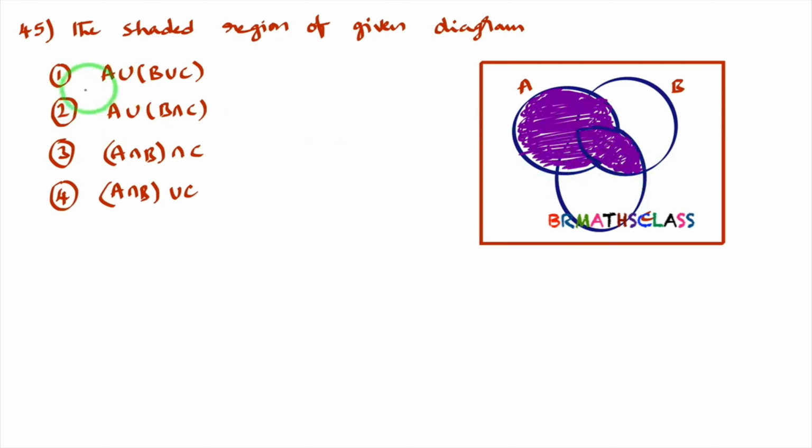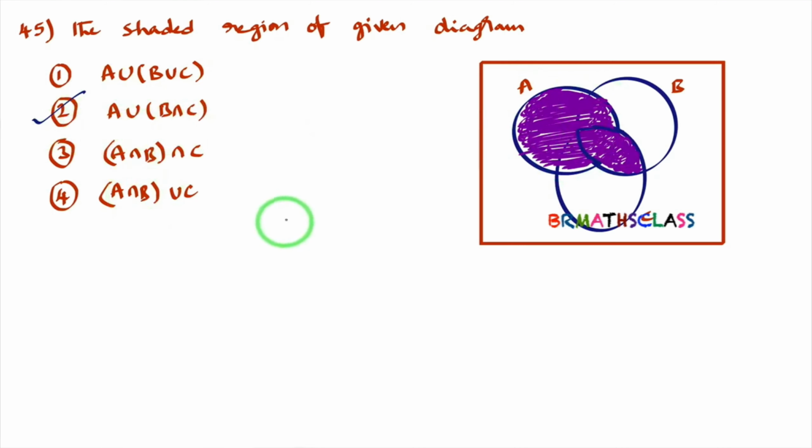So you observe A and B intersection C. See the second option, A union B intersection C. Union means all together will come, correct? A also will come, B intersection C also will come. So what is the shaded part? The shaded part is A union B intersection C. So what is the right option here? Second option is the right option.